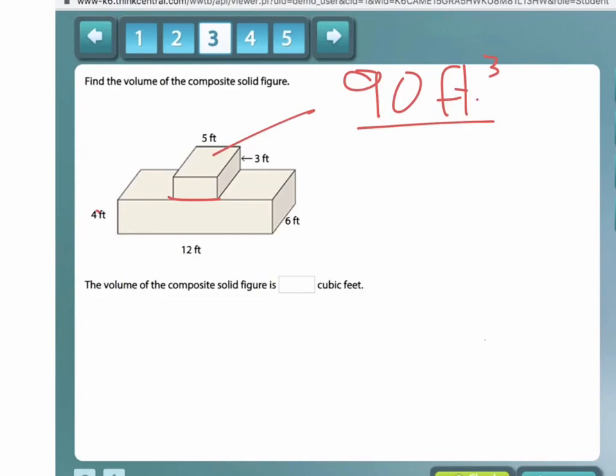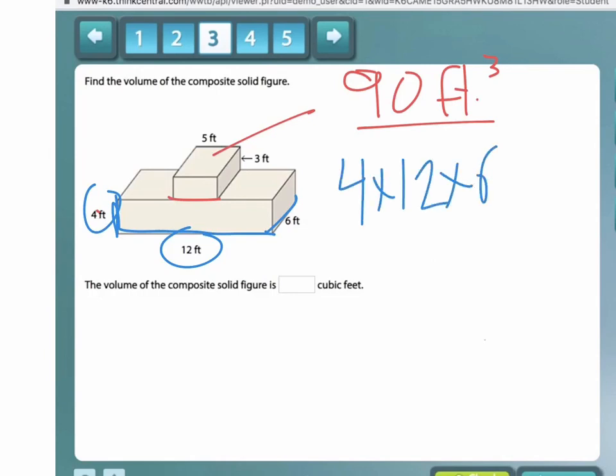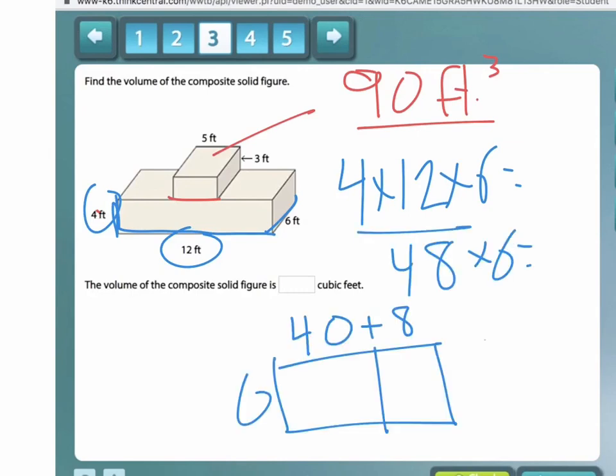Okay, now let's find the dimensions of the bottom box, the bottom prism. You can see that it's going to be 4 feet. You already have the dimensions here: 4 feet by 12 feet by 6 feet. So that's a 4 by 12 by 6 foot prism. So I did 4 times 12 is 48, 48 times 6. I went ahead and did a place value section model for this. 40 times 6 is 240, and 6 times 8 would be 48. So putting those two together, you get a total of 288 cubic feet.